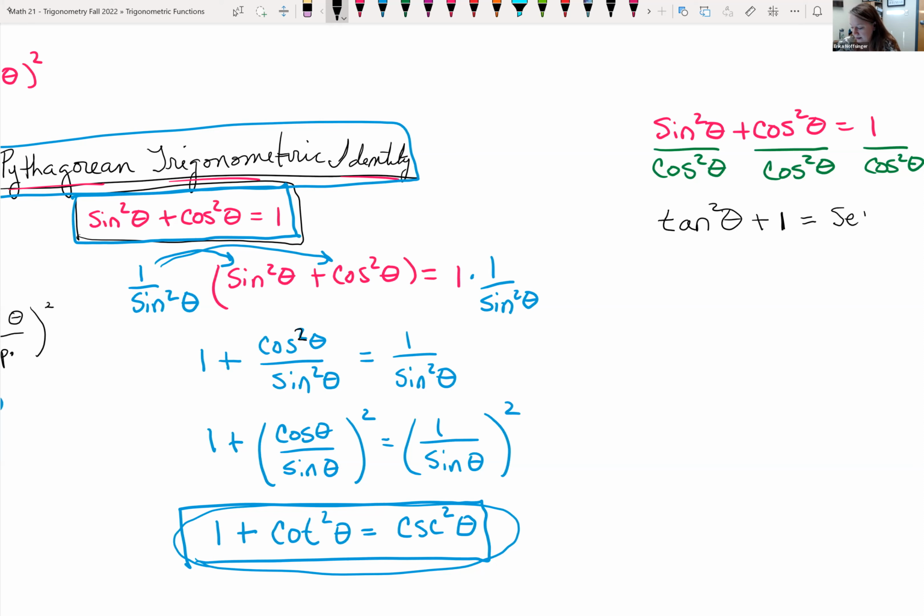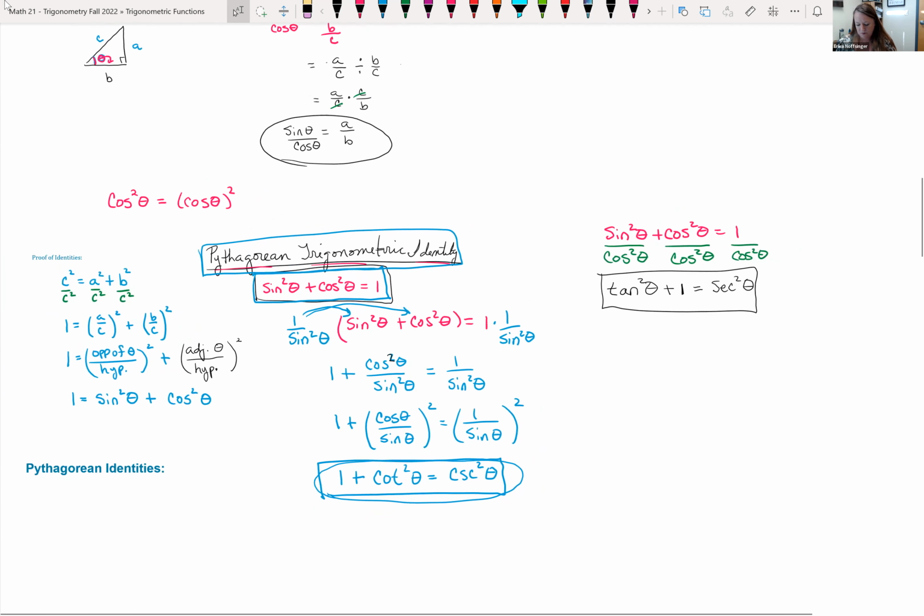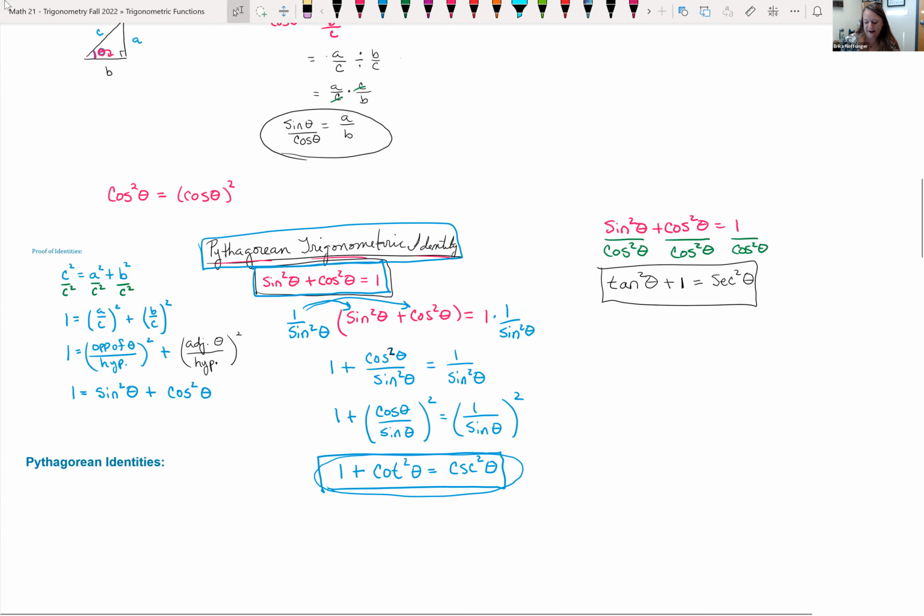So when we look at these identities, it's helpful to have them in front of us and we can use them to find different things or prove different things. So those are the 3 Pythagorean trigonometric identities.